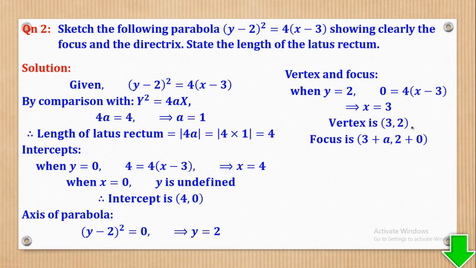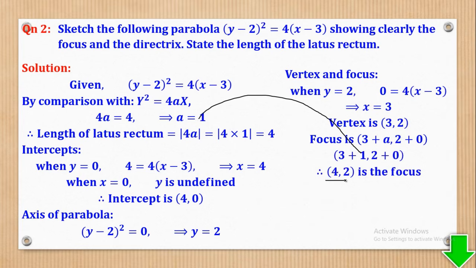What about focus? Focus means the standard form is (a, 0). Then on that (a, 0) you add on your vertex, so it will be 3 here and 2 here. I already know that a is equal to 1, so substitute for a and simplify to get your focus.